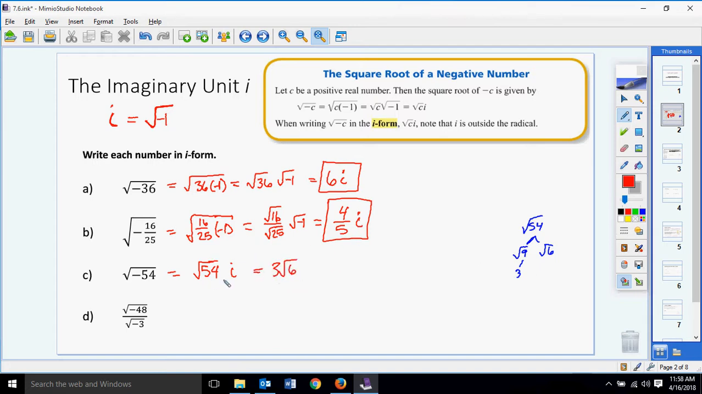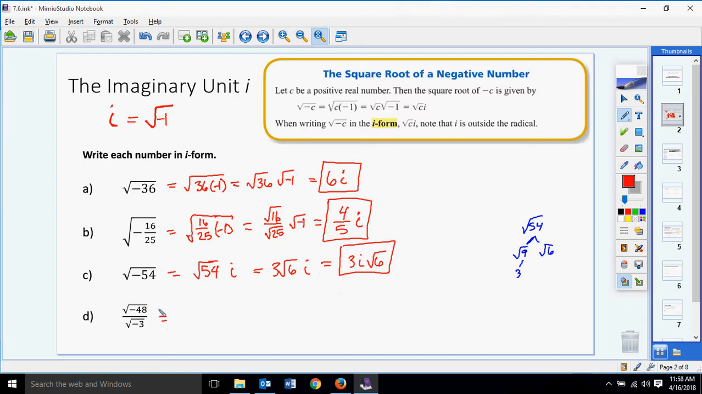Remember, I want to simplify this radical, so I have 3 square roots of 6 times i. And actually in Algebra 2, they're going to want you to write the i in front, since it doesn't have a house. Everything that doesn't have a house needs to go in front. So the 3 times the i, and then times the square root of 6. This is in i form because there is no more negative underneath the radical.